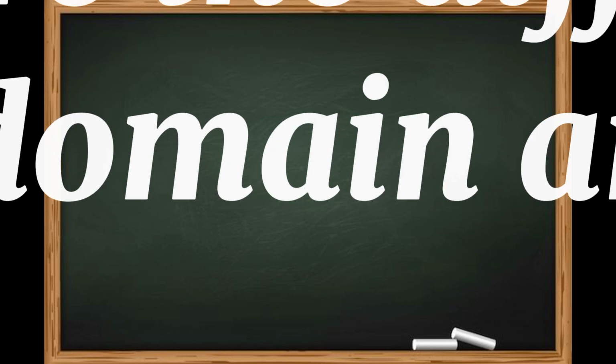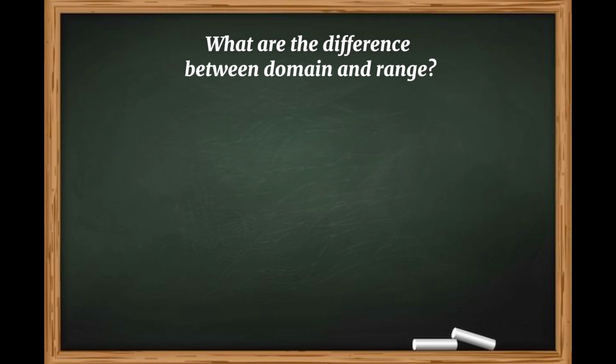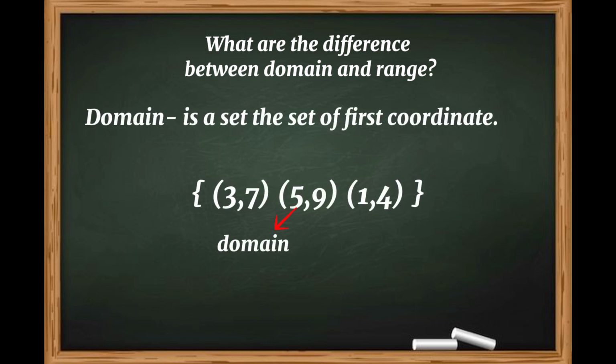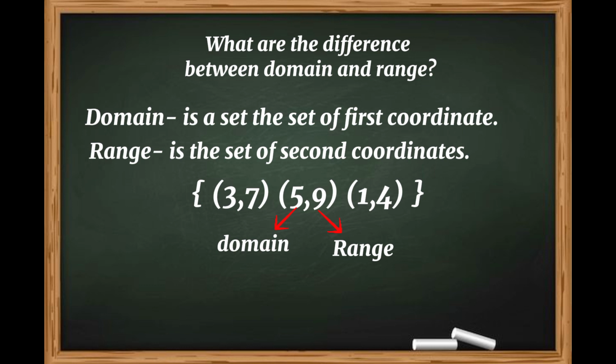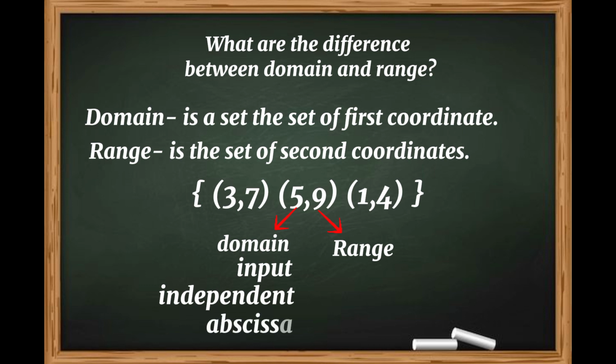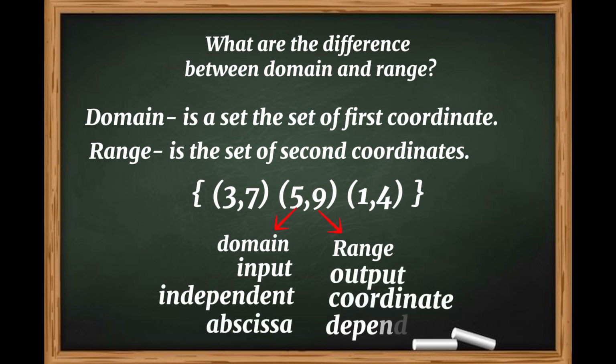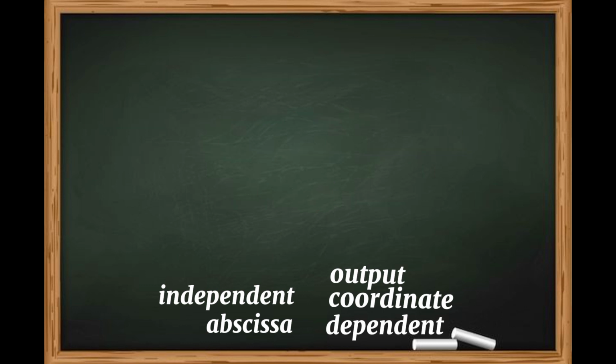And this time, what is the difference between domain and range inside the relation? The domain of a relation is the set of first coordinates, and the range is the set of second coordinates. And take note, the domain is also called input, independent, and abscissa, while the range is also called output, ordinate, and dependent. So let's move forward to the function.